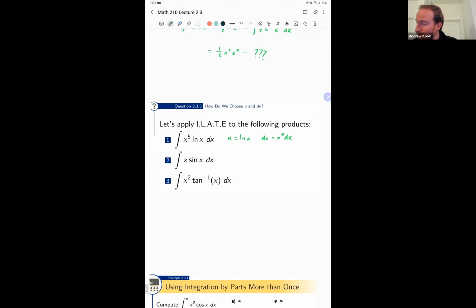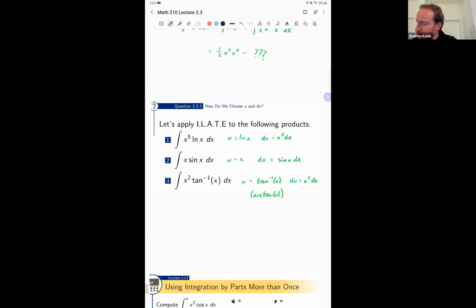I don't have any inverse or log functions. I do have an algebraic expression. Remember, algebraic means polynomials. So x here is algebraic. Let's choose u equals x, and dv equals sine x dx. And finally, in the last one, you see there's an inverse function. That's a dead giveaway. That's what the I is for in ILATE. u is tan inverse, and dv is x squared dx. It's everything left over. Sometimes tan inverse is written arctan, if that's more familiar. I don't have a preference. You can pick either one. Just stay consistent in each problem when you use that notation.